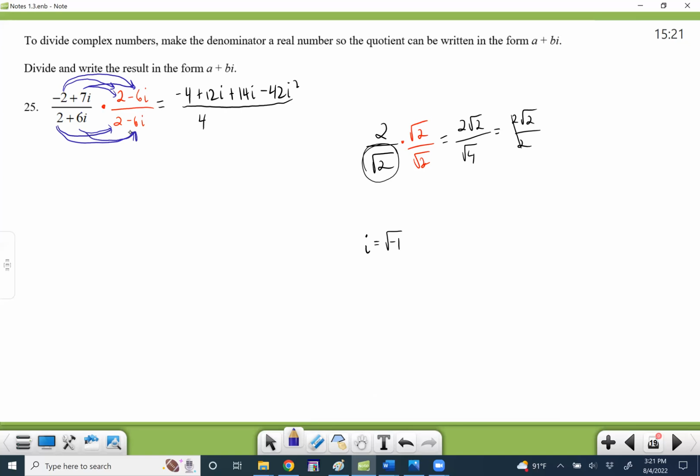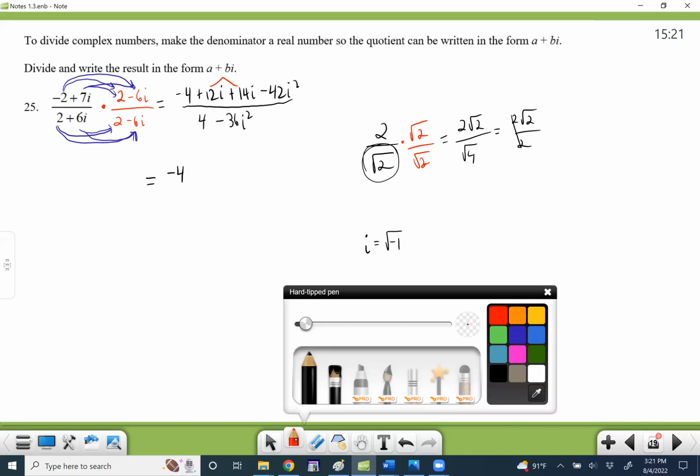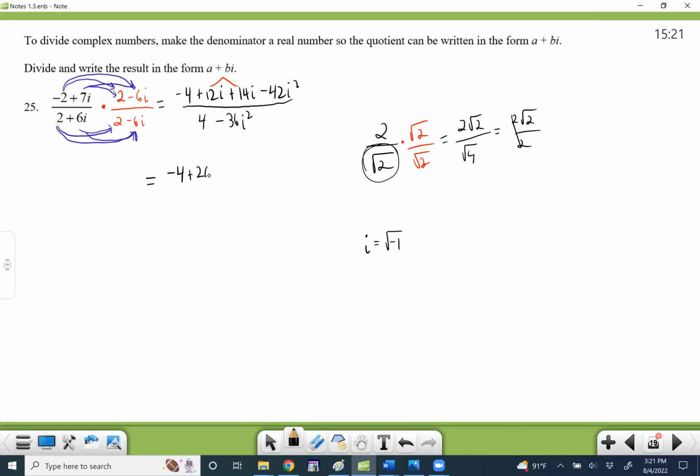So as far as the last, positive 6i times negative 6i. A positive times a negative is negative. 6 times 6 is 36, and i times i is i squared. So if we keep working on it, we know that those middles will combine on this numerator here. So we're going to combine 12i and 14i to get 26i. And then instead of a minus 42, i squared is going to go in and change that guy to a plus 42. Same thing in the denominator. Instead of a minus 36i squared, we're going to have a positive 36.